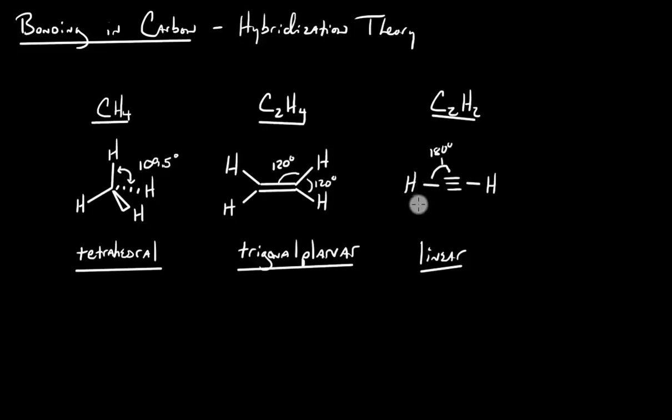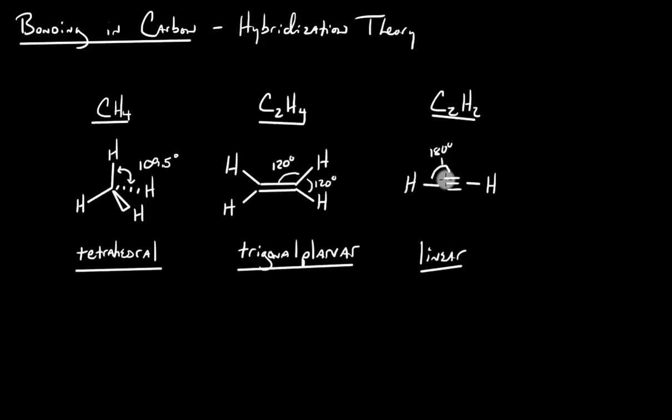For this linear geometry, the bonding that you would normally associate with it is this triple bond. So 1, 2, 3 bonds between this carbon and this carbon. So for each of these different geometries, we associate different types of bonding. Tetrahedral, you just have single bonds. Trigonal planar, you have this double bond, and linear, you have this triple bond.